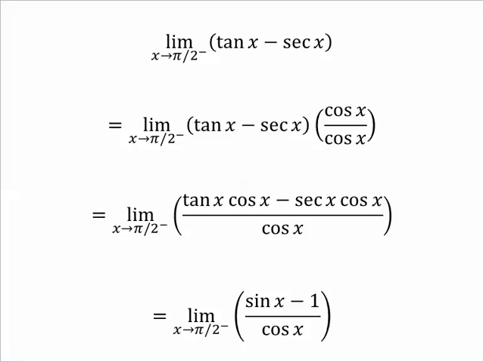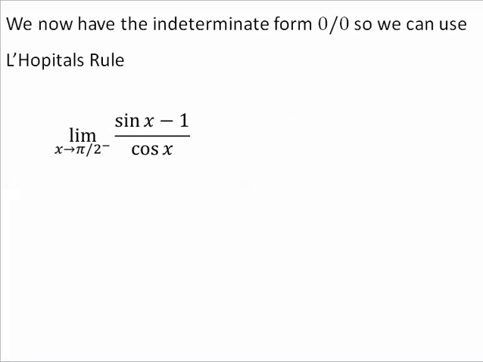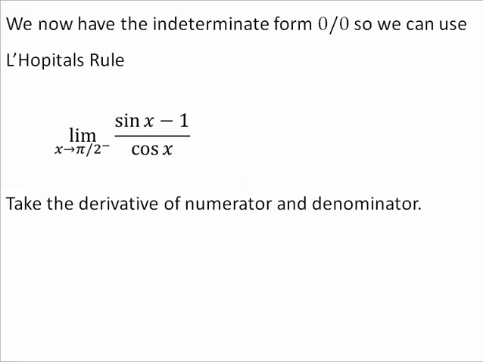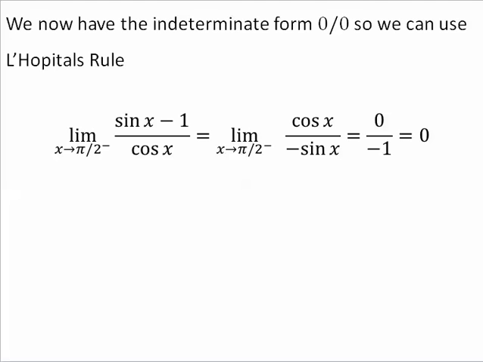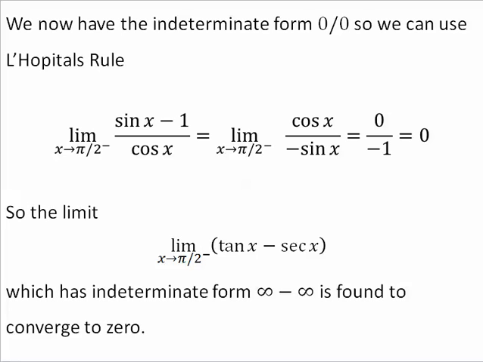Now, is this of a form that you can use L'Hopital's rule? Sure. It's of the form 0 over 0. Both the numerator and the denominator are going to 0. And so we go ahead and take the derivative of the numerator and the denominator. And once we do, we see that the limit can be found directly. The cosine of pi over 2 is equal to 0, and the negative sine of pi over 2 is equal to negative 1. So the limit, which has the indeterminate form infinity minus infinity, is found to converge to 0.